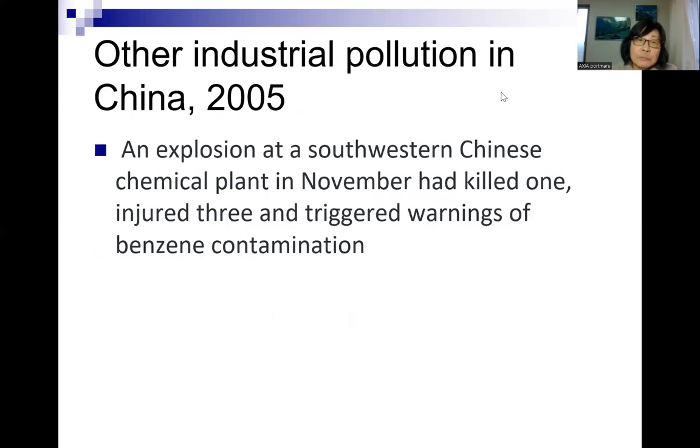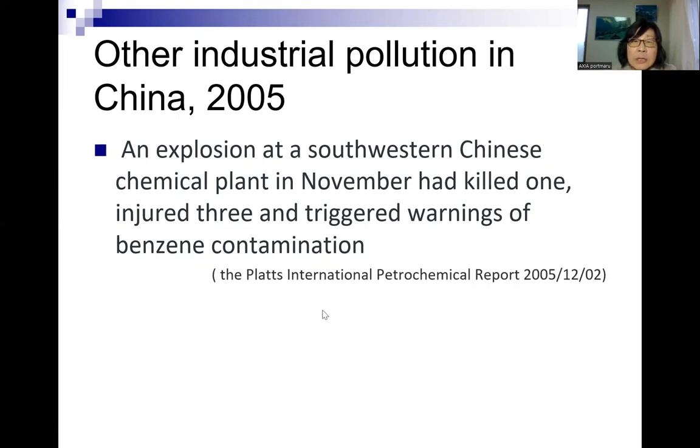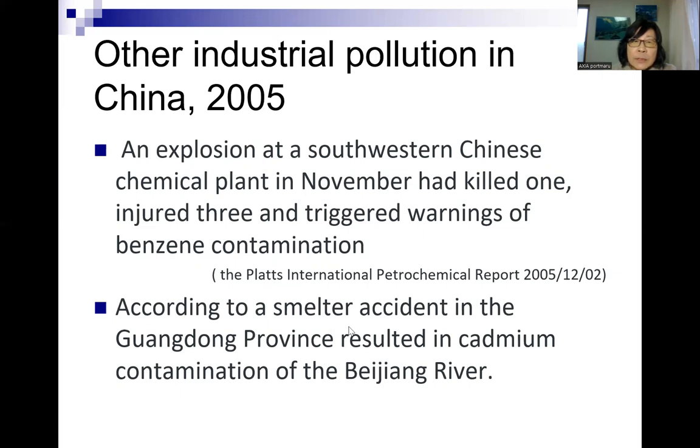Other industrial pollution in China, 2005. An explosion at the southwestern Chinese chemical plant in November had killed 1, injured 3, and triggered warnings of benzene contamination. This is from the Platts International Petrochemical Report. According to a smelter accident in the Guangdong province, resulted in cadmium contamination of the Beijing River. The source is an Associated Press report of December 2005.